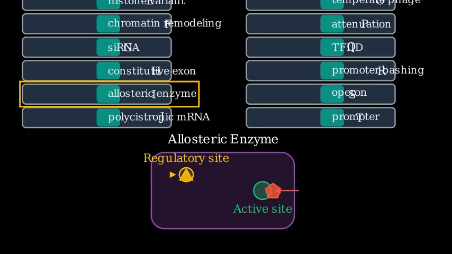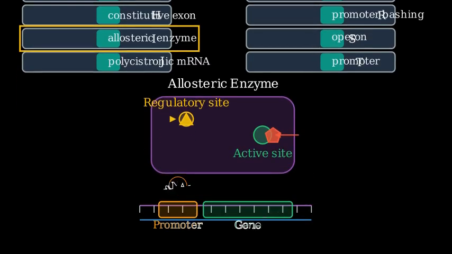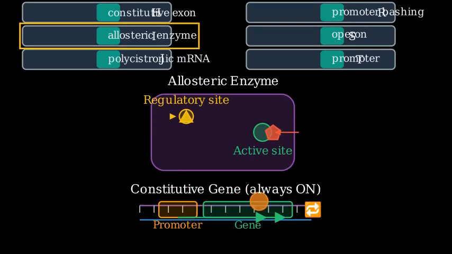Match 2. The phrase says, quote, a gene that is expressed continuously with little or no regulation. That is a constitutive gene, letter A, always on. Here is a promoter with RNA polymerase sitting and transcribing over and over. Notice the repeat symbol. It keeps going without needing an activator or losing activity to a repressor.